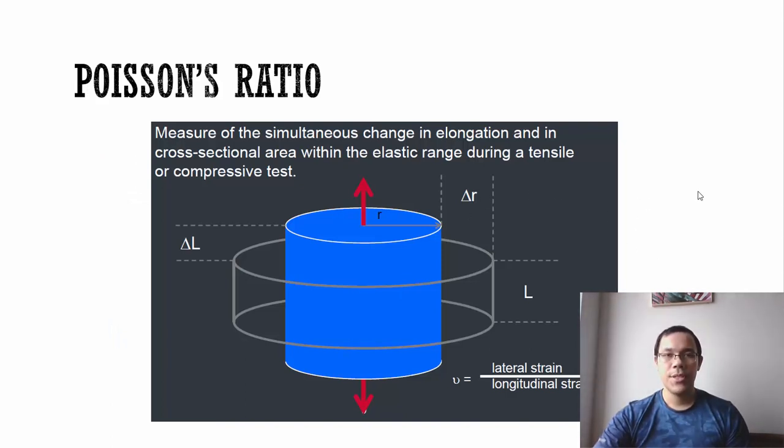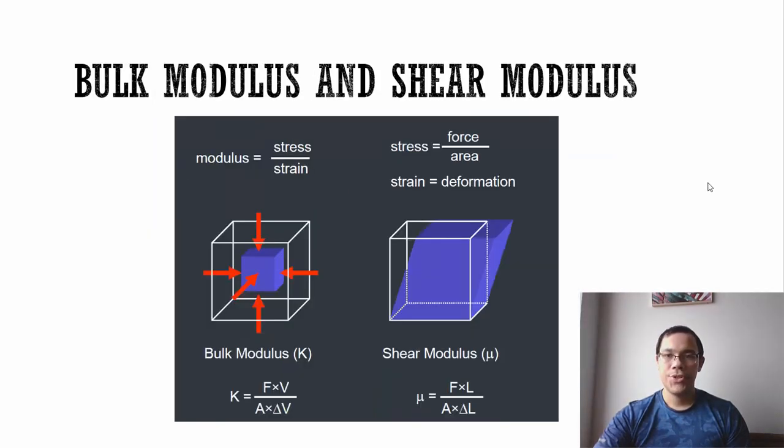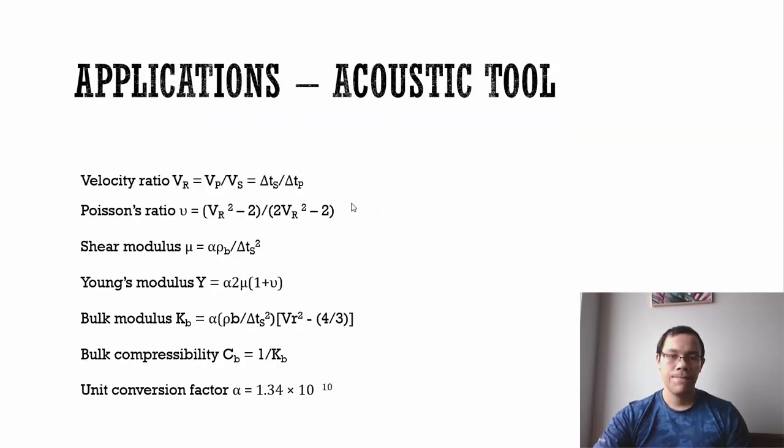One of the mechanical properties is the Poisson ratio, along with bulk modulus and shear modulus, and this is also helpful information. You can calculate it using all of this. So this is why the acoustic tool is so important, and thank you for watching.